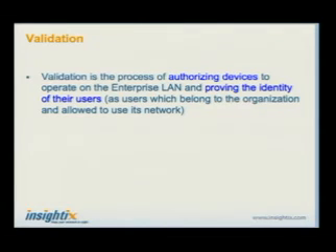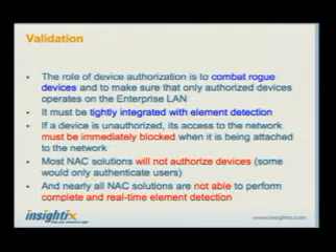Basically, it's the process of authorizing devices and proving the identity of their users. Again, two things that sound very easy, but are not there at all. The role of device authorization is to combat rogue devices. I would like to make sure that the devices I know of are the only devices that connect to my network. That also connects back to element detection. If I'm not able to do element detection, I don't know that something is there. Not only can't I do NAC, I can't do anything. If I don't have the ability to know that something is there, a rogue device will be on my network.